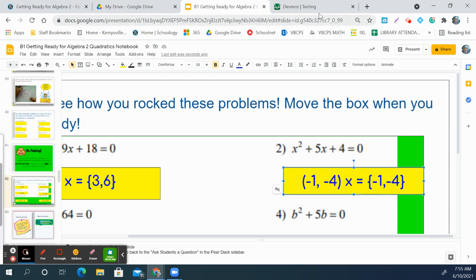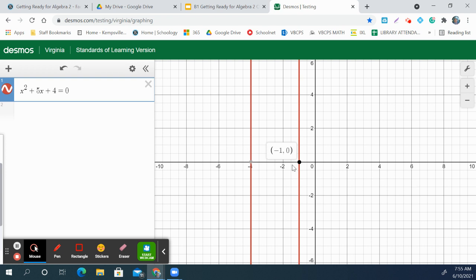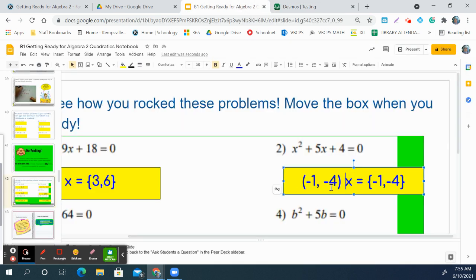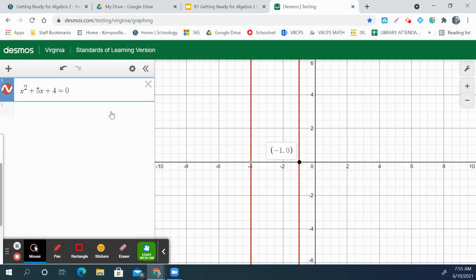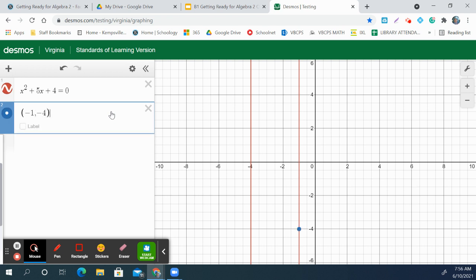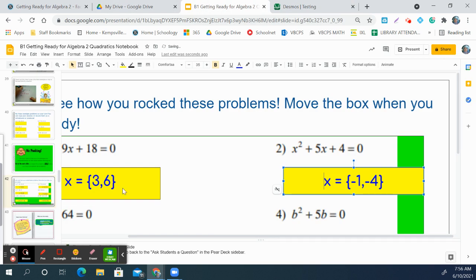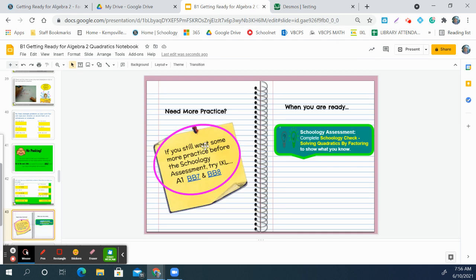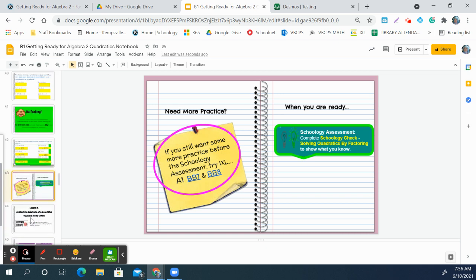Okay, so the squiggly brackets just means that it crosses at -4 and -1. If I put this ordered pair in there, which is not part of the solution, that's just a point. -1, -4. Okay, that point. -1, -4. Does that make sense? Okay. There is some practice here if you are so inclined to practice double B7 and double B8. Again, this is algebra 1.